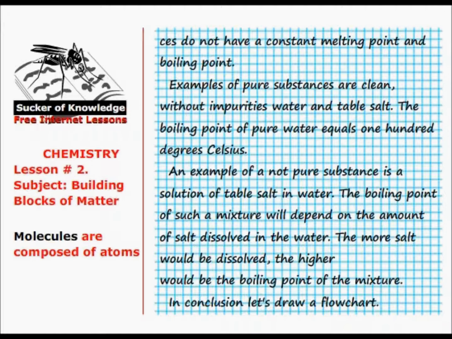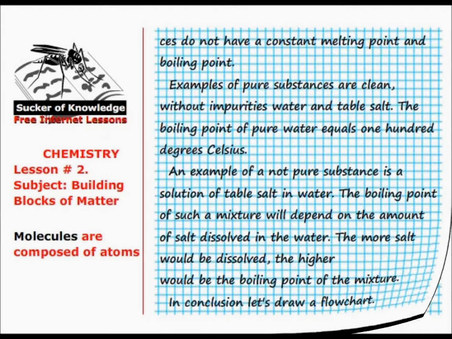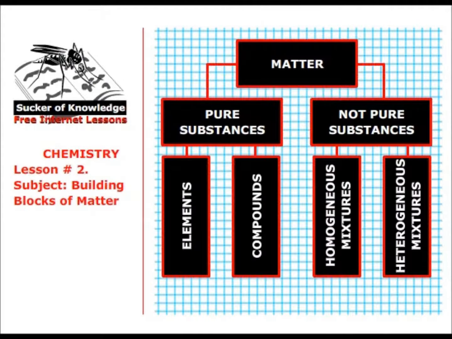In conclusion, let's draw a flow chart. Matter is divided into pure substances and not pure substances. Pure substances are divided into elements and compounds. Not pure substances are divided into homogeneous and heterogeneous mixtures.